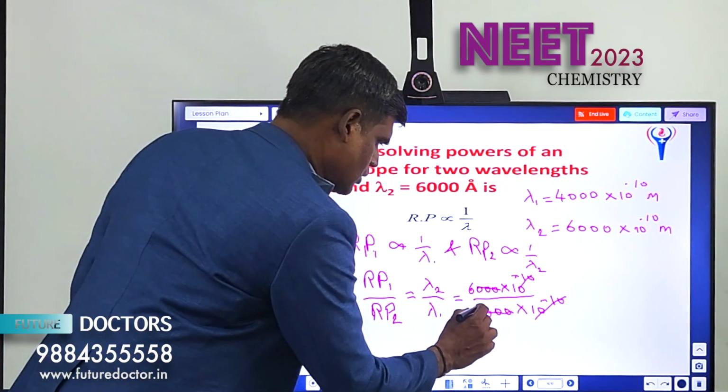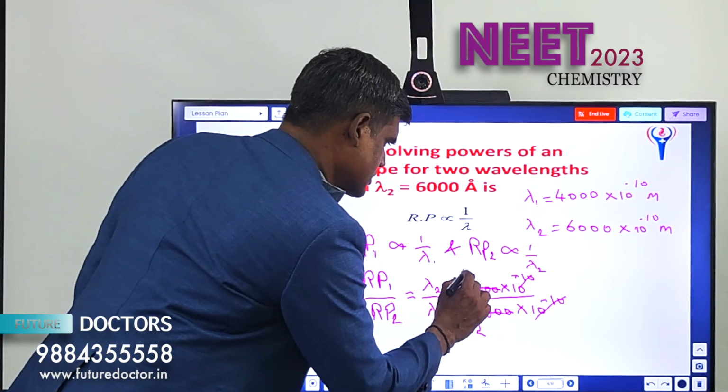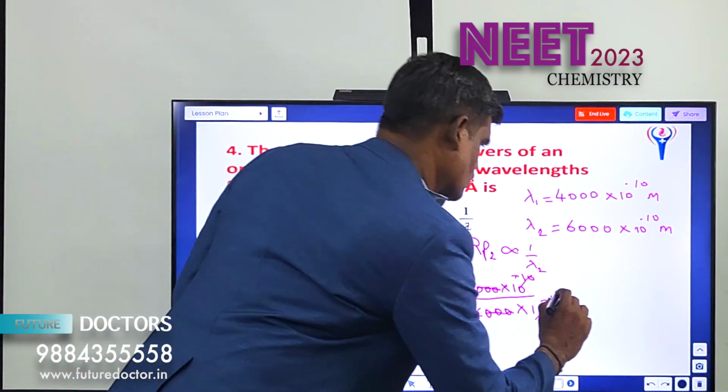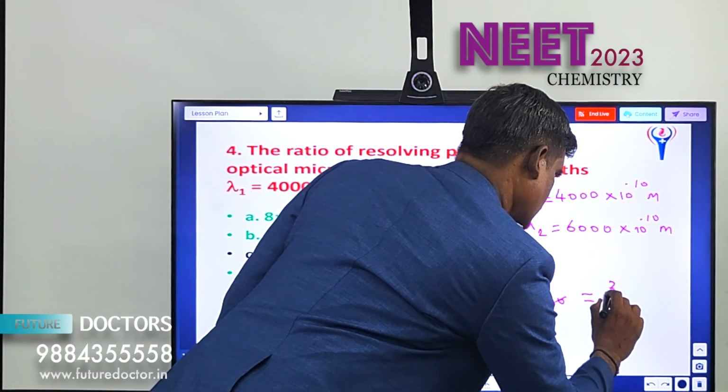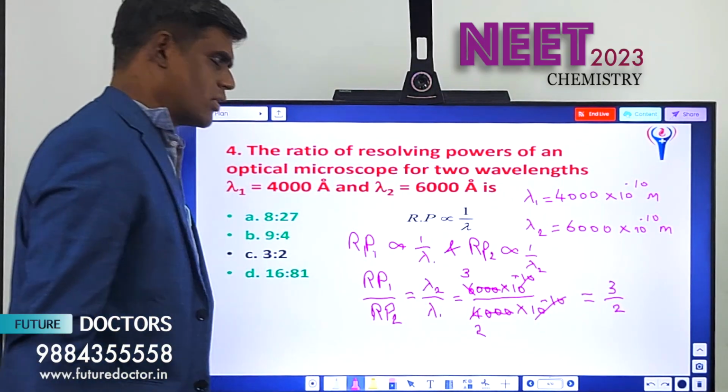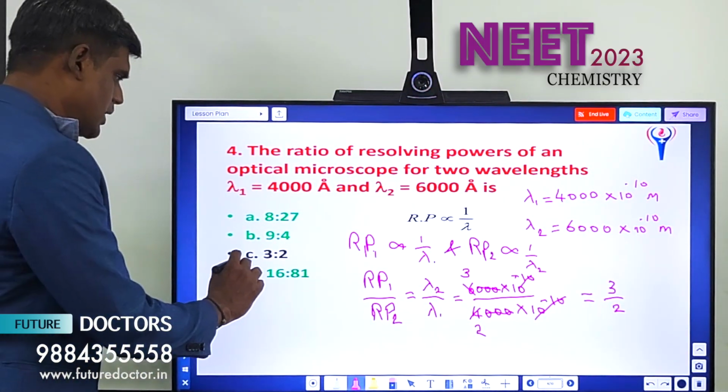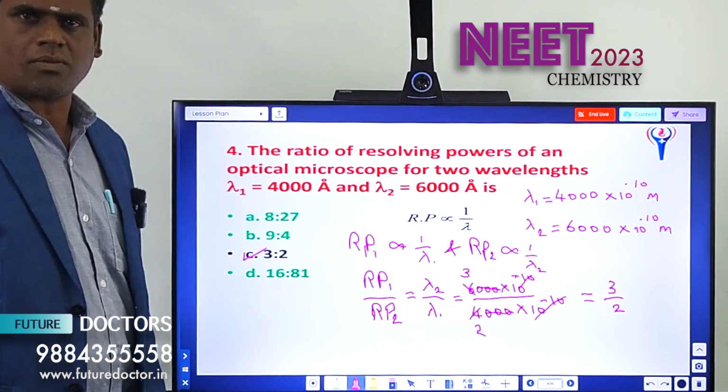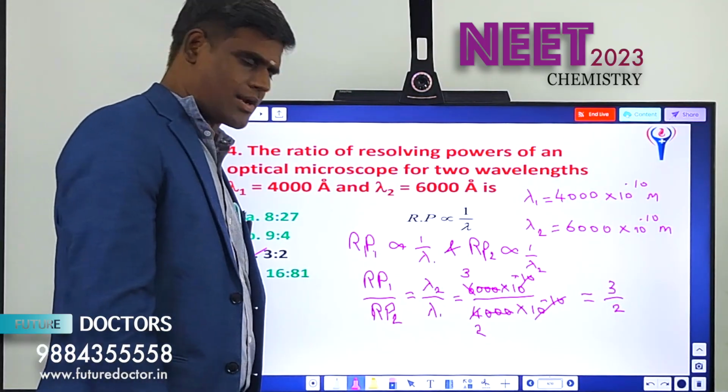And if you use the two table, 2 2s are 4, 2 3s are 6. So 3 by 2 is equal to 3 by 2. That is only 3 is to 2. That is option C. Option C, 3 is to 2, is the correct answer.